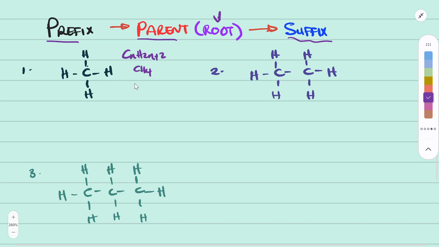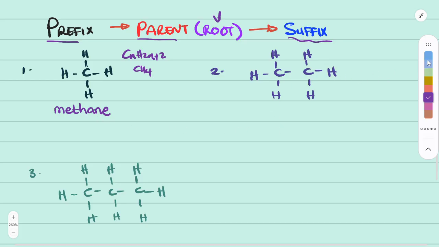For this name, we do not have a prefix, because the prefix is where you would have your substituents, your side chains, and so on. In the parent, we say meth. Between letter and letter we do not have anything, we just join letters. So you can just say methane, because for alkane the suffix is A and E.